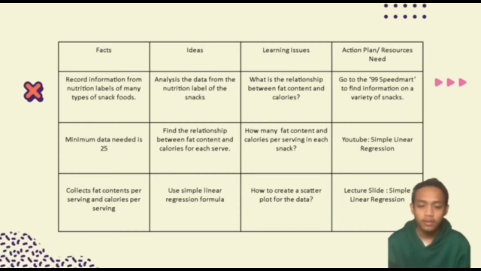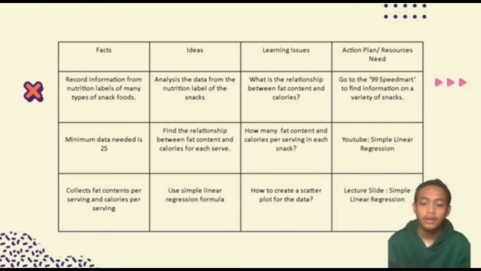Next is the ideas. Ideas are our ideas to answer the question. First is to analyze the data from the nutrition label of the snack. Then the second is to find the relationship between fat content and calories for each serving. And the last one is to use the simple linear regression formula, the one that we learned in our class.